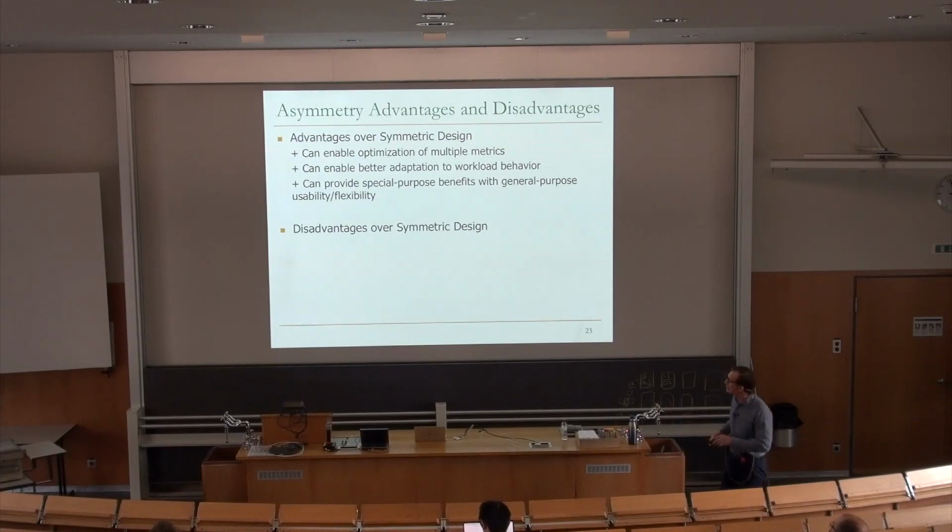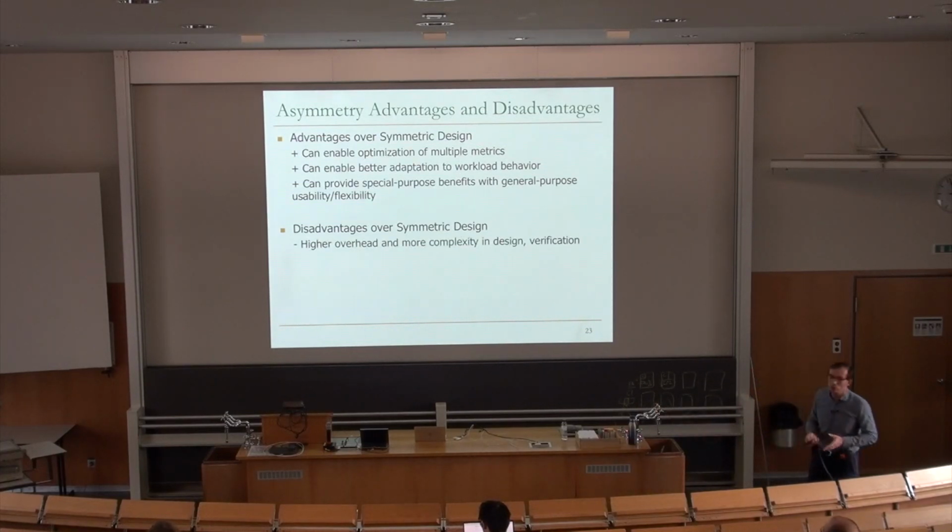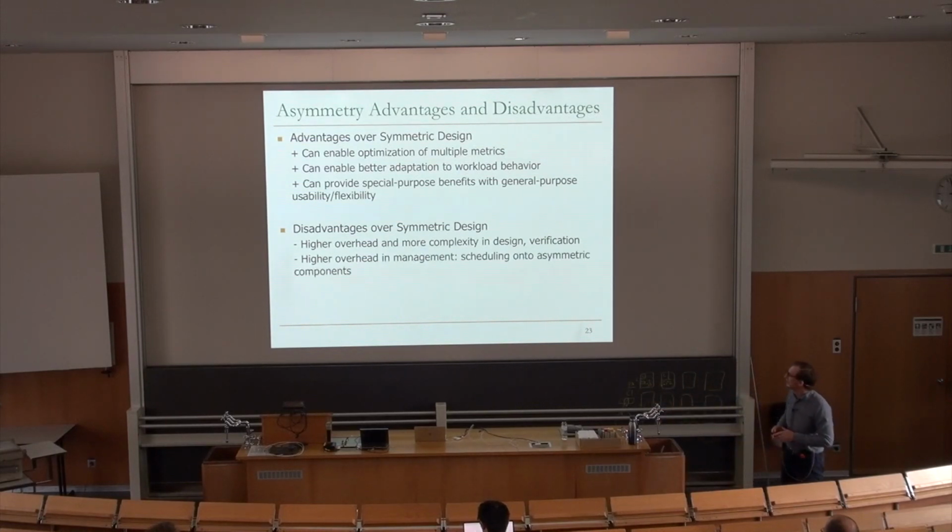You lose something, of course. The disadvantages are usually you have higher overhead and more complexity in design and verification because essentially you don't have a single component that's homogeneous and you design it and verify it and you just replicate it. That's a lot easier, clearly, right? But if you want to do something better, you need to pay the cost of higher overhead and more complexity in design and verification. Higher overhead in management, there's also management complexity because now you have a choice.